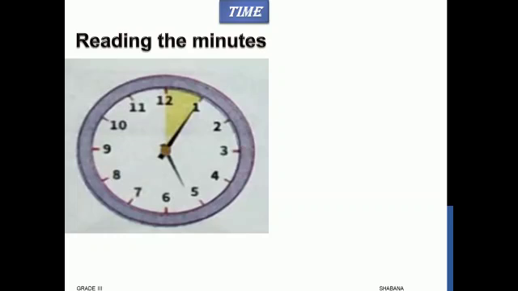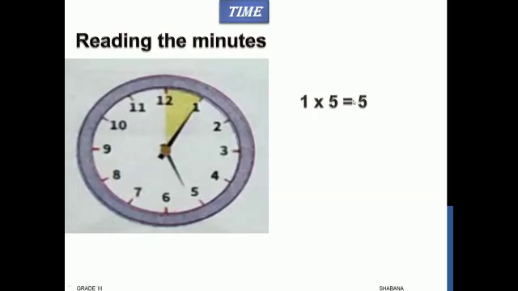Let's read the minutes. So the number in the clock shows the hour. But how will you find the minutes? So let us see how we can find minutes. So here the short hand shows the hour which is 5 o'clock and the long hand shows 1. So how will we calculate minutes? To calculate minutes, you have to just multiply the number with 5.